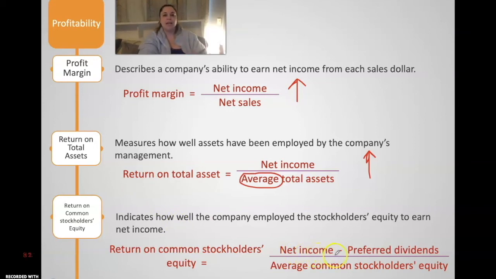So we have net income minus preferred dividends. If a company does not have any preferred stock or preferred dividends, you just wouldn't do anything. It would just be net income divided by average common stockholders' equity. So we have to look at the stockholders' equity section, which would be the common stock and the retained earnings. We add that together for one year, we do the same thing for the year before, and we find the average by adding them together and dividing by 2.